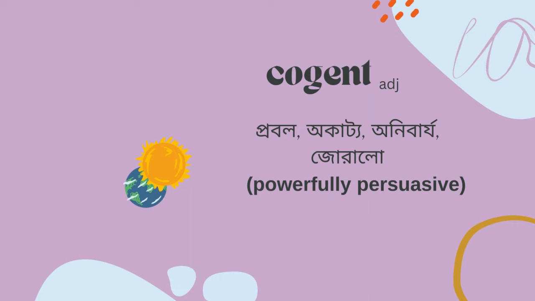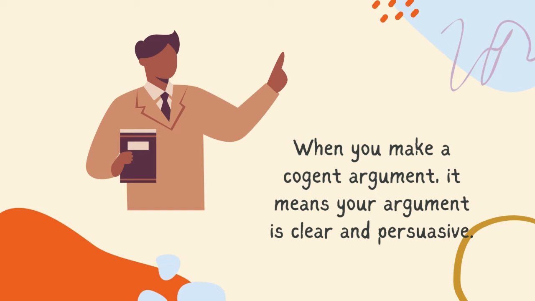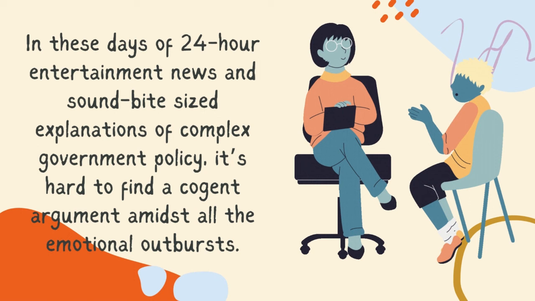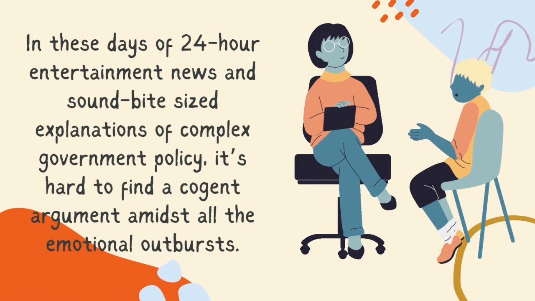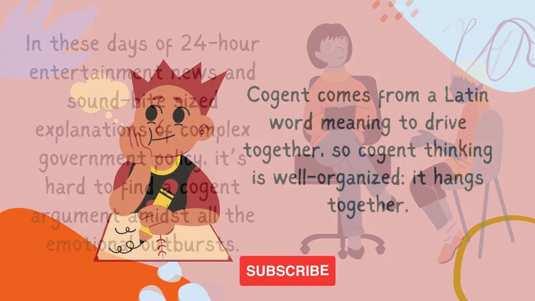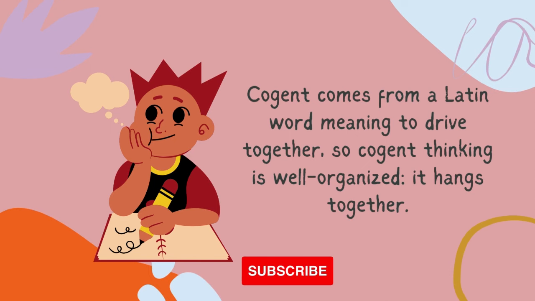When you make a cogent argument, it means your argument is clear and persuasive. In these days of 24-hour entertainment news and sound bite-sized explanations of complex government policy, it's hard to find a cogent argument amidst all the emotional outbursts. Cogent comes from a Latin word meaning to drive together, so cogent thinking is well organized, it hangs together.